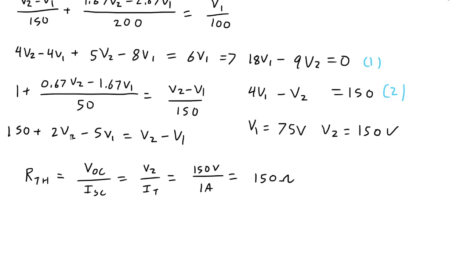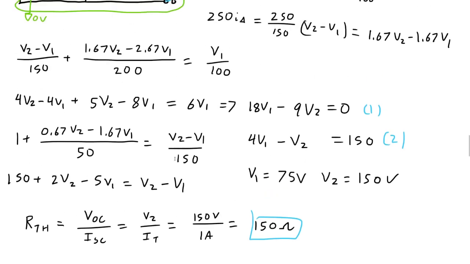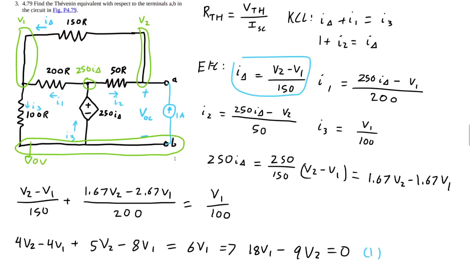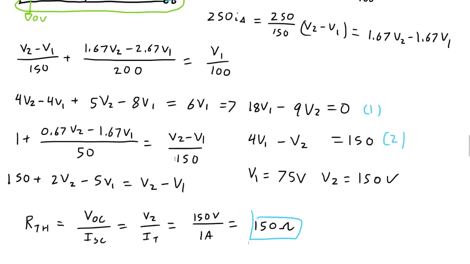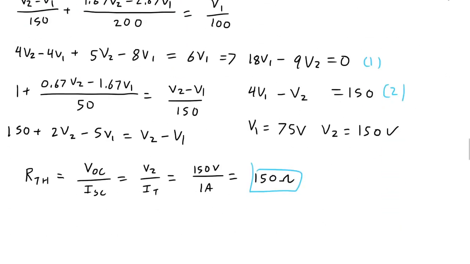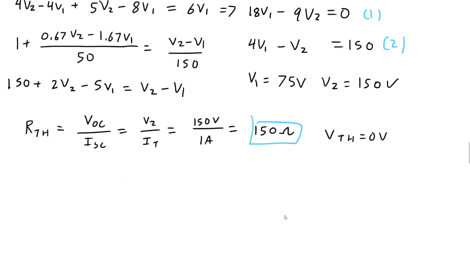All right, so now we can start to draw our equivalent circuit. And since there's no independent sources in the circuit, we're not going to have a Thevenin voltage. V Thevenin is going to be 0 volts. So we can really just write the equivalent circuit as, say, here's Thevenin resistance. So 150 ohms. That's our Thevenin.